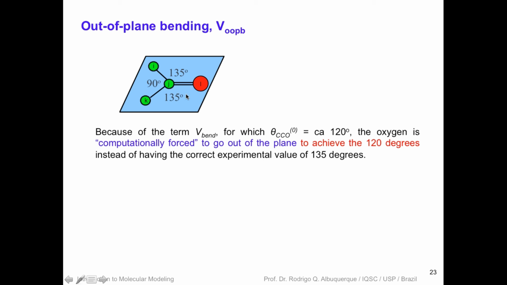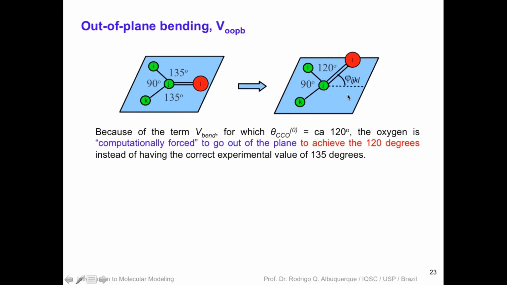So this is the correct configuration. But because of the reference bond angle of 120 degrees for these 3 atoms, this oxygen would go out of the plane. And this is what happens. When it goes out of the plane, now this angle is 120 between I, J, and L, and also between K, J, and L it would be 120. But this configuration here doesn't correspond to the experimental value of 135. So we need to fix this problem.